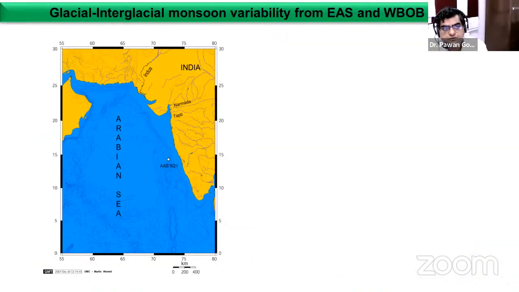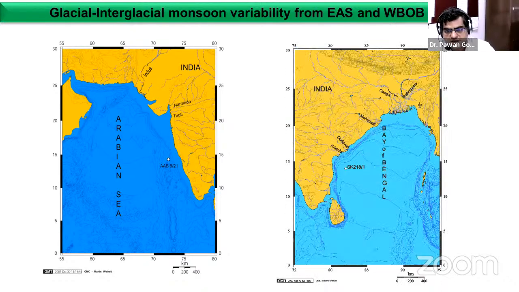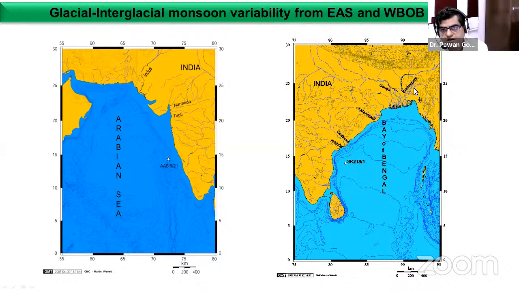Second, I would like to talk about other cores, the glacial-interglacial monsoon variability from the Eastern Arabian Sea and Western Bay of Bengal cores. We can see one core, EAS 9/21, where the Narmada, Tapti and Indus rivers give the input of freshwater flow to the Arabian Sea. On the other hand, the Krishna, Godavari, Mahanadi, Ganga and Brahmaputra pour their water into the Bay of Bengal, where we are going to talk about SK 218/1, a port site in the Western Bay of Bengal.